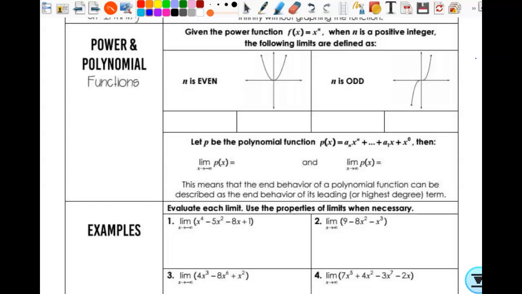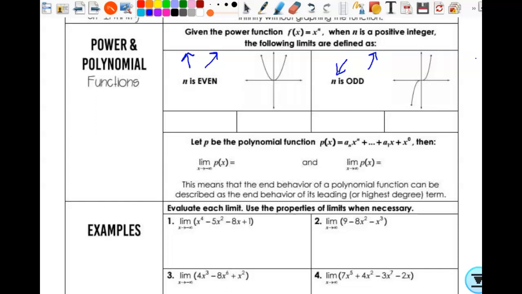If we remember, when we're looking at the end behavior, we don't care about what's going on in the middle. If n is even, then the end behavior models a quadratic, and it's up, up, right? So like 3x to the fourth, up. Negative 3x to the fourth would be down, right? Because it's a reflection. If it is odd, the end behavior models a cubic, down, up. If it is negative, then it would be up, down, right?